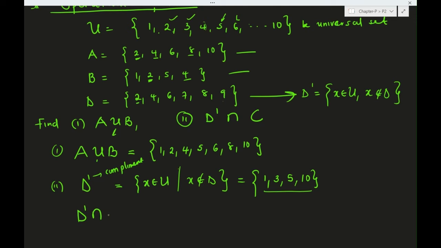So now we need D prime intersection C. What is our D prime? Our D prime is 1, 3, 5, and 10. And we intersect it with our C. What is C? Do we have C? I think we don't have C, so I think I mean B here. It should be B here.